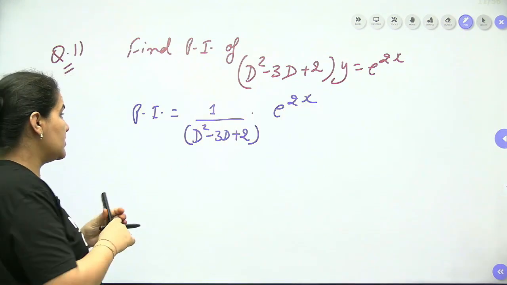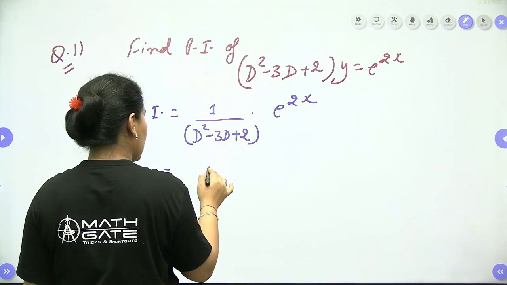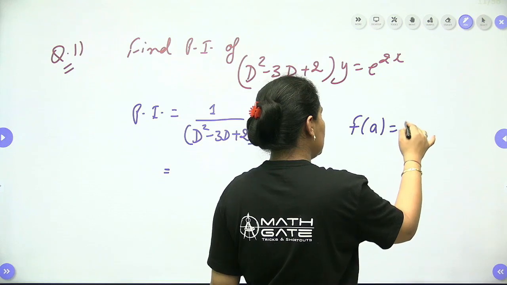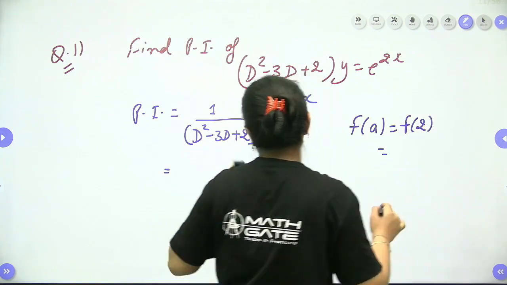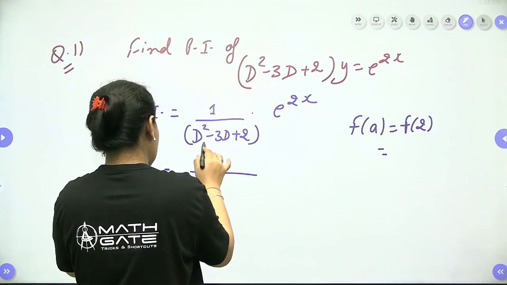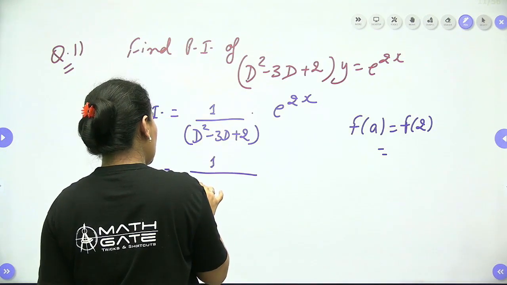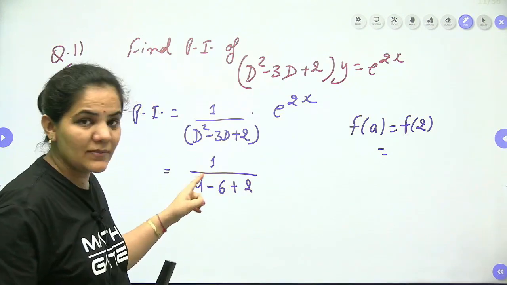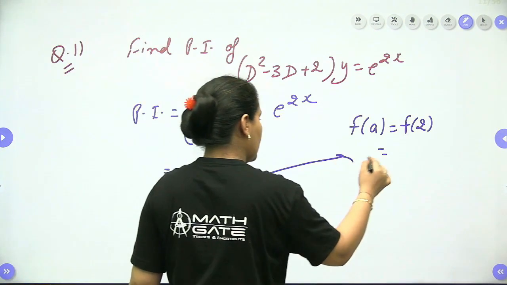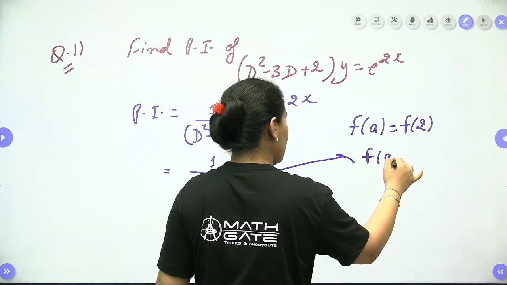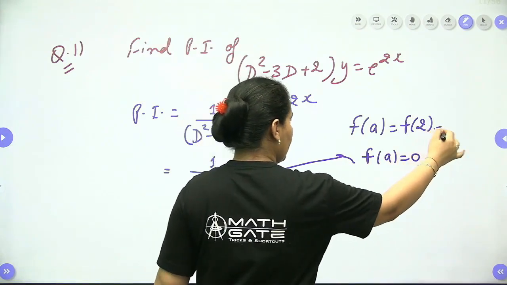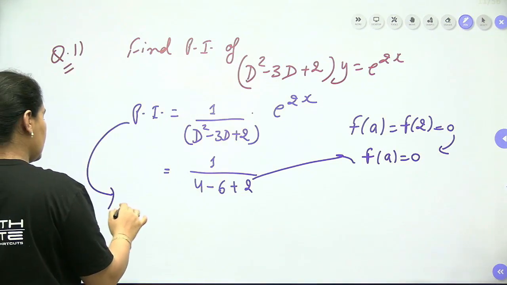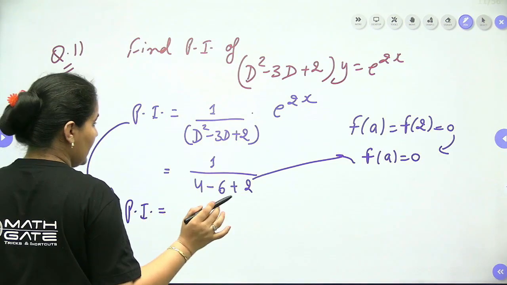Now what happened to this one? When we approach it, let's check here. First of all, f(a), it means f(2), is equal to what? Dear students, 2 squared means 4, right? Minus 3 into 2 is 6, plus 2. You can easily see it is 6 minus 6, which is equal to 0. So f(a), or f(2), is equal to 0. Exactly. So we will approach by case number 2 only. Case number 1 will not work here.